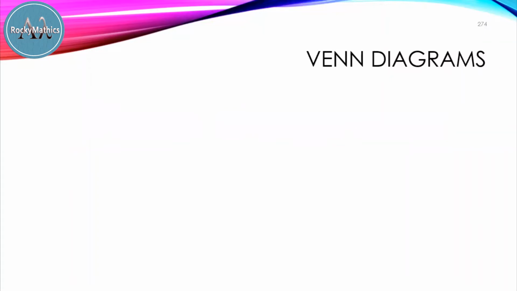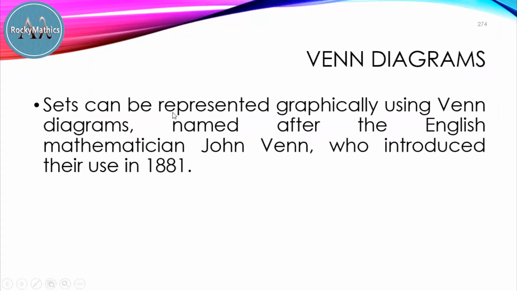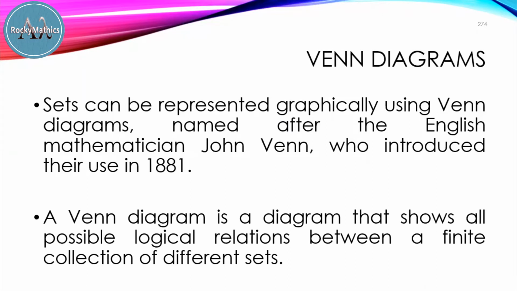Now, we recall in our previous discussion, we were able to discuss set builder notation, interval notation, roster method. Those are methods to describe sets. Now, here is another way to describe a set. Sets can be represented graphically using Venn diagrams, named after the English mathematician John Venn, who introduced their use in 1881. A Venn diagram is a diagram that shows all possible logical relations between a finite collection of different sets.